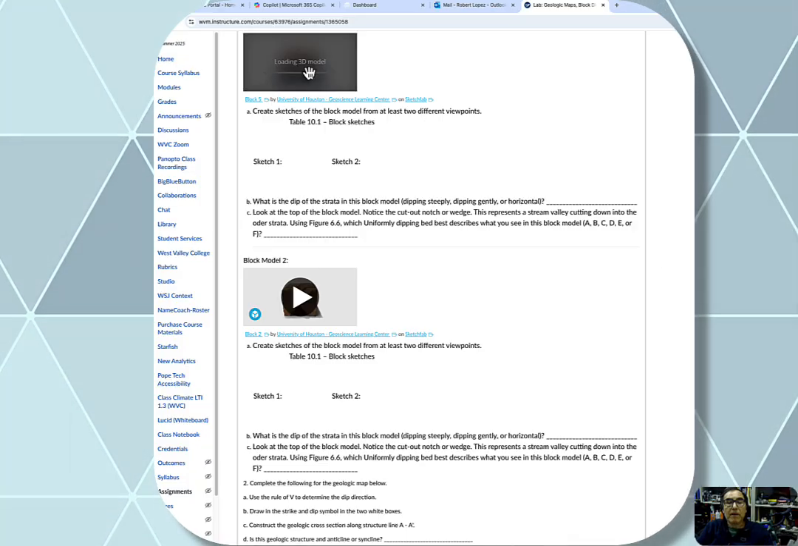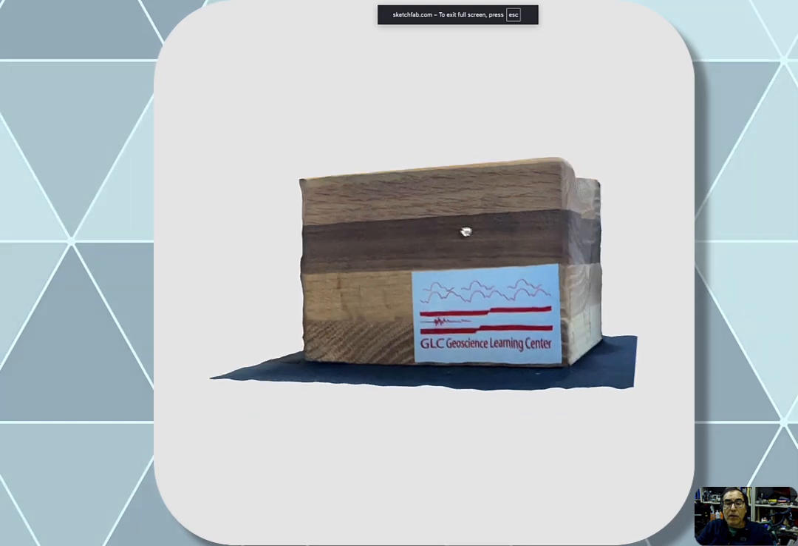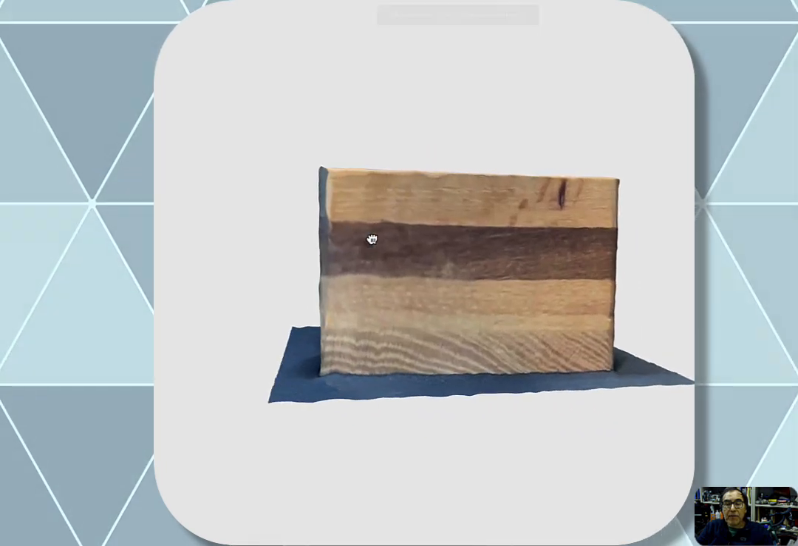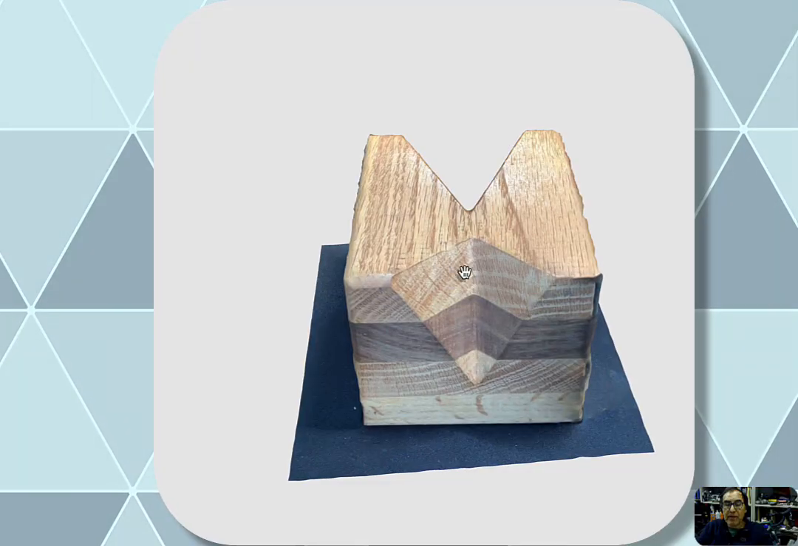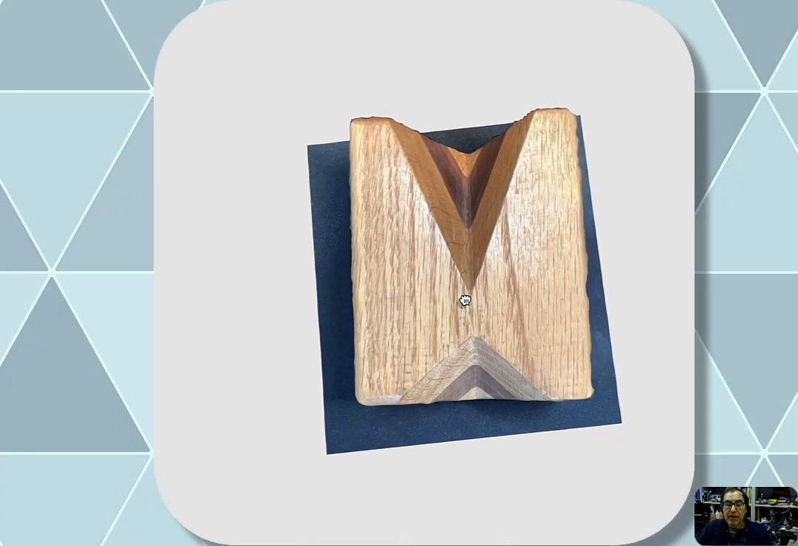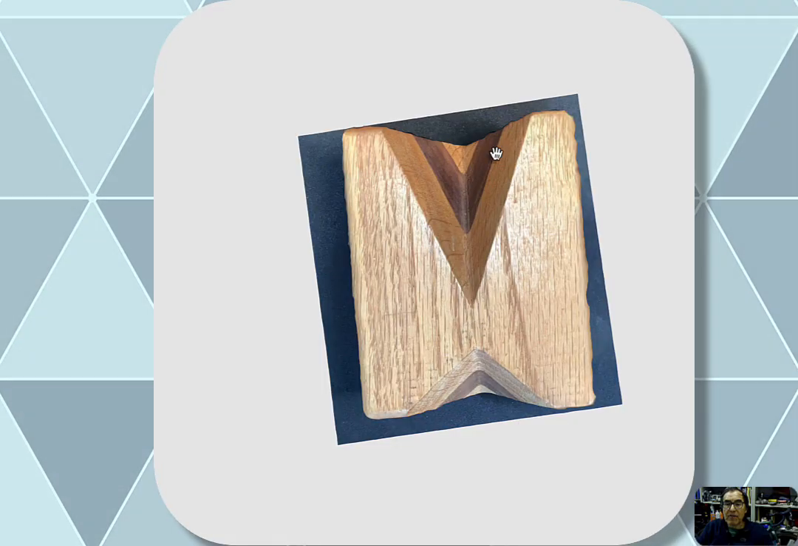So we'll click on this guy. It's going to load up, and you can expand it here. And you can move it around. And as we move it around, note that there's this notch. This notch represents a stream. So a very steep stream and a more gentle stream, right? So that's like a stream valley here.